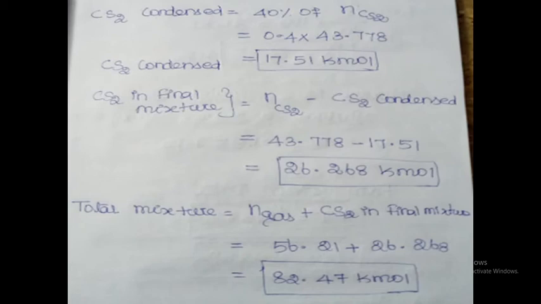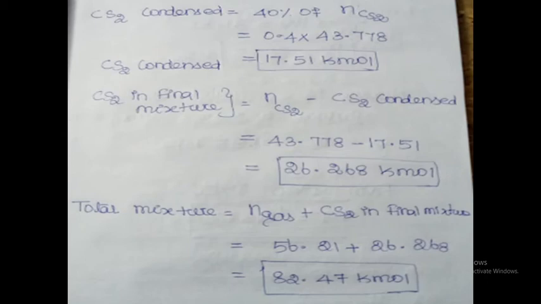So here CS2 in the final mixture is equal to the number of moles of CS2 minus CS2 condensed. So here initial mole 43.778, CS2 condensed mole 17.51. Finally we get 26.268 kilomole CS2 present in the final mixture. Are you clear or not?